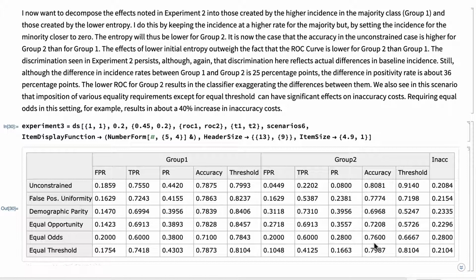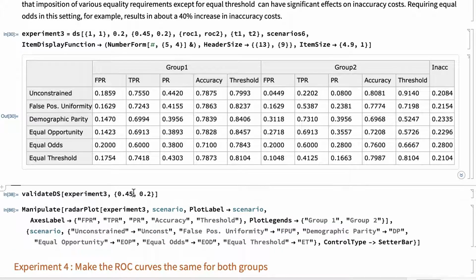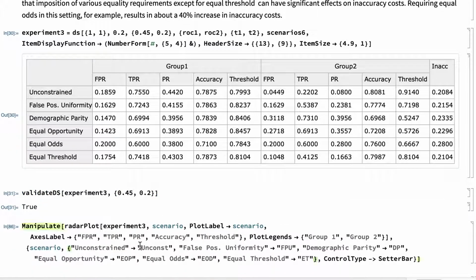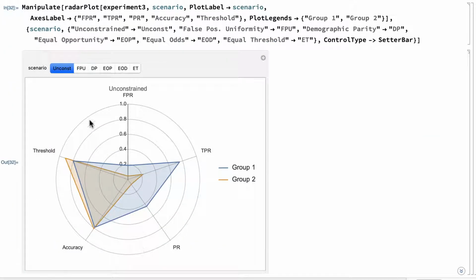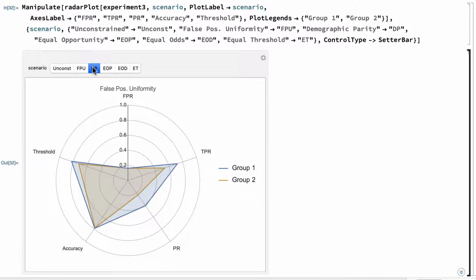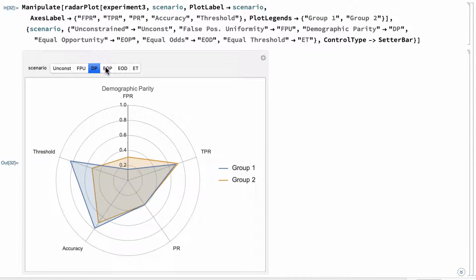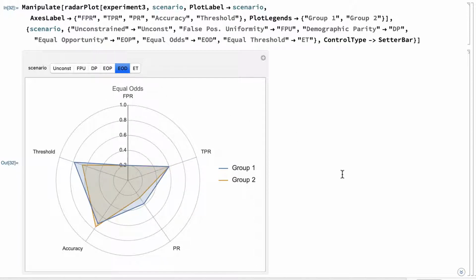So one of the things we're learning already is that the effect of moving to different metrics of justice depends on our initial conditions and things like, well, what's the incidence of the positive class in the majority versus the incidence in the minority? And that can make a substantial difference in how the costs of inaccuracy play out. Again, we should verify this experiment worked, and again, if we wanted to, here's a resource available for you to check on the statistics associated with each of these justice regimes.